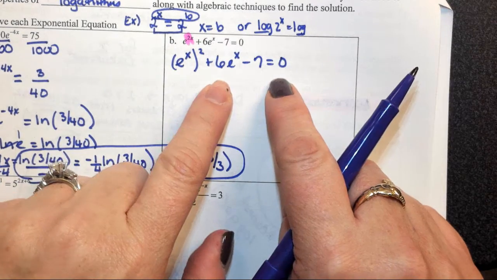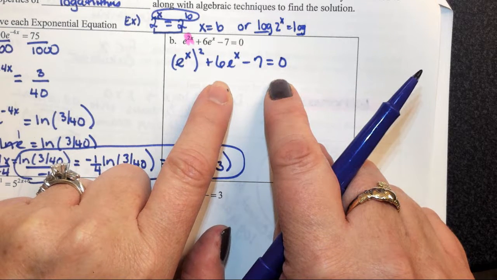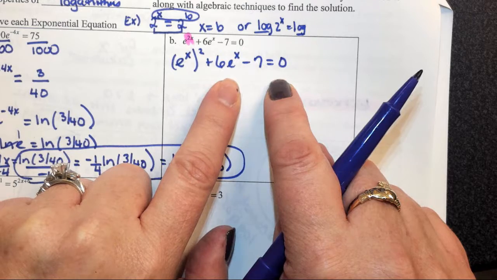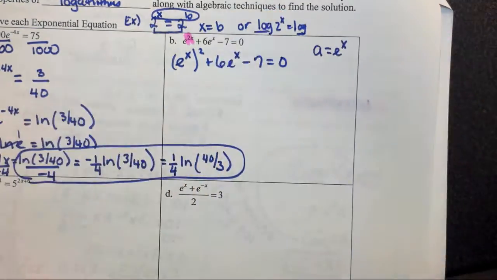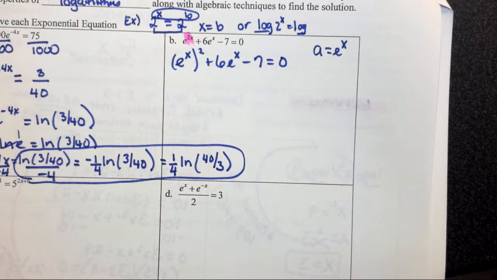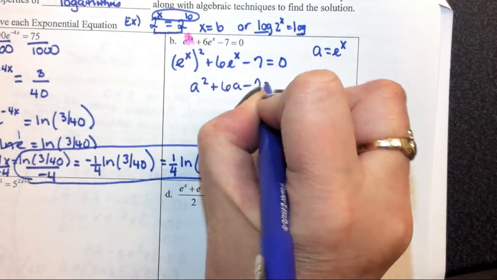If you do not like seeing this e to the x in the equation, you have no idea what algebra to do, do a dummy substitution. Let's just let a be equal to e to the x. If you have no idea what to do, take e to the x out of the entire equation and rewrite it as a squared plus 6a minus 7 equals 0.